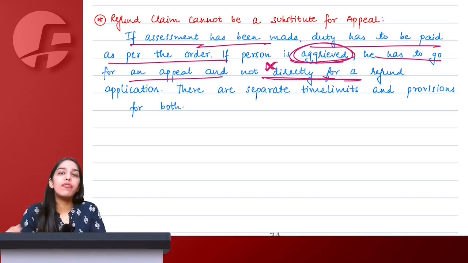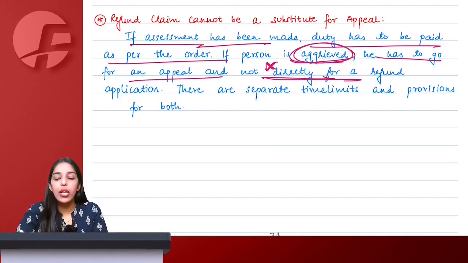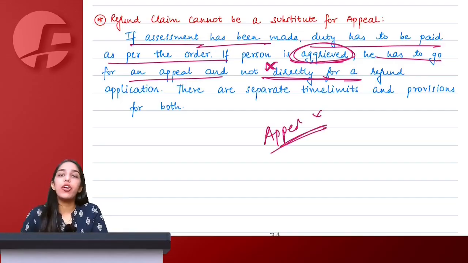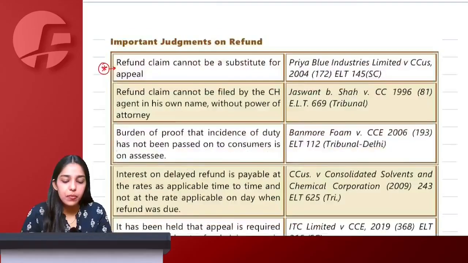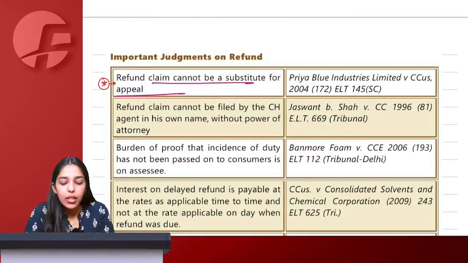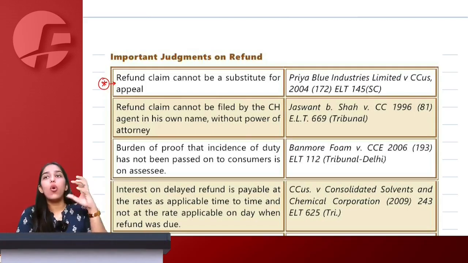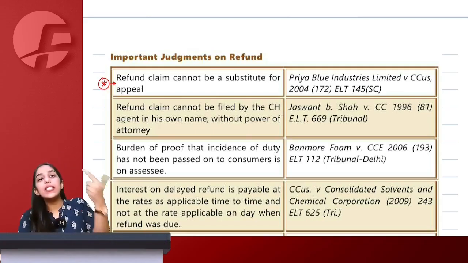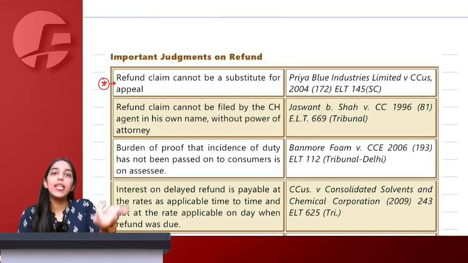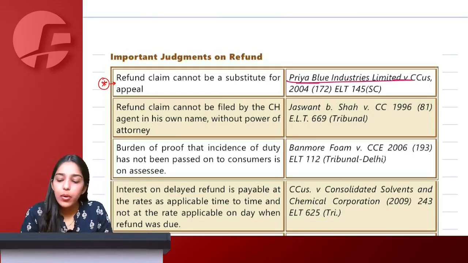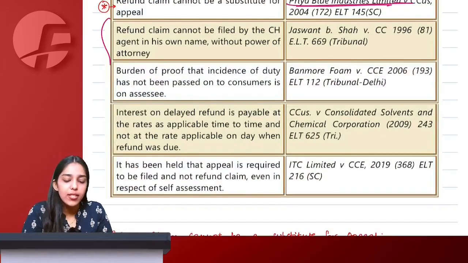The time limits of filing a refund are different. You cannot say that my time limit to file an appeal is over, let me just directly apply for a refund. No, you cannot. So a refund claim cannot be a substitute for an appeal. If I have paid any duty owing to any order, I need to appeal against that order. Now if I win the appeal, then I get the refund. Priya Blue Industries Limited. Rest all are simple.